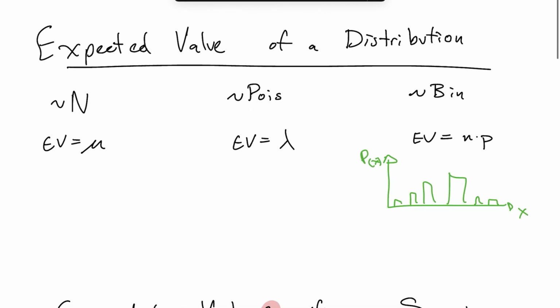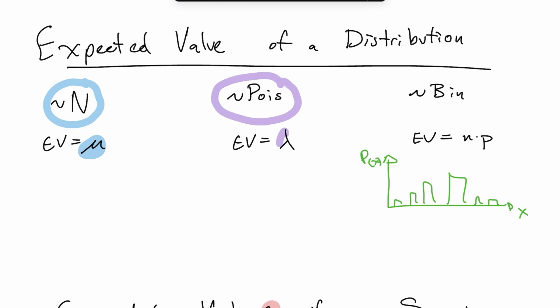Before we get into the example, I want to clarify the difference between the expected value of a distribution and expected values of a sample. The expected value of a distribution depends on the distribution. If you have a normal distribution, the expected value, what you expect to get from that distribution, is the parameter mu, that's the mean. If you have a Poisson distribution, the expected value is the parameter lambda, which is the mean and the variance.